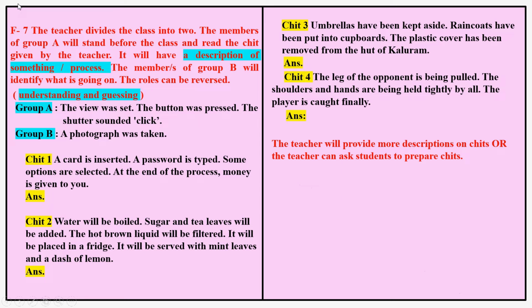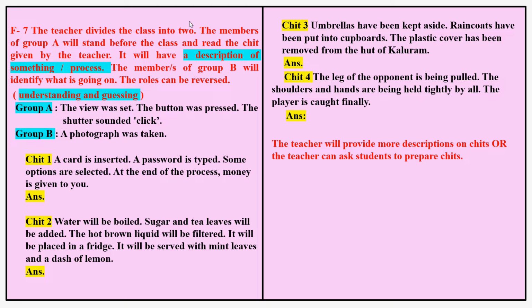See, this is just exercise number 7. The instruction is, the teacher divides the class into two. The members of group A will stand before the class and read a sheet given by the teacher. It will have descriptions of something or a process. So in the sheet there would be a description. The members of group B will identify what is going on. The roles can be reversed.